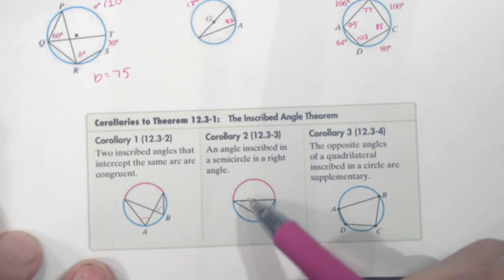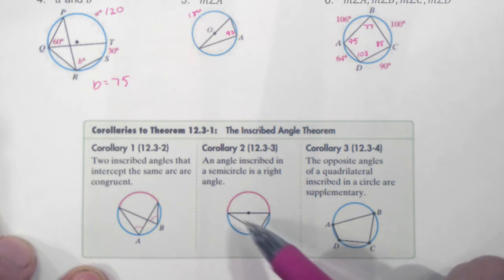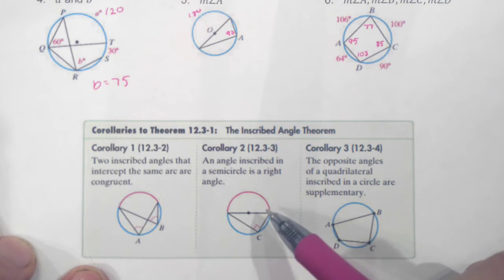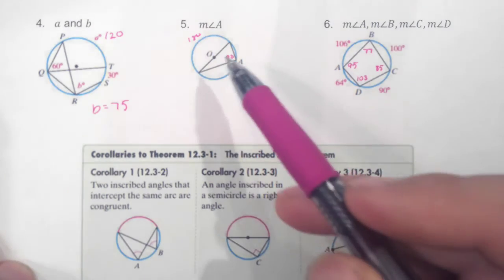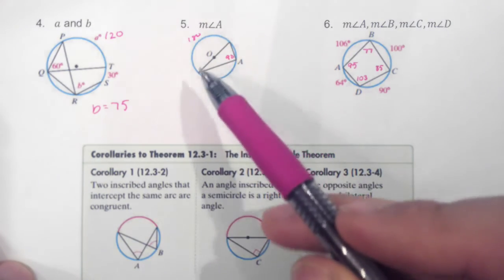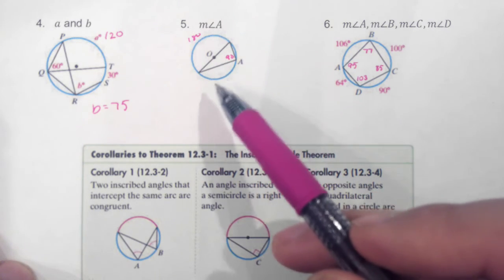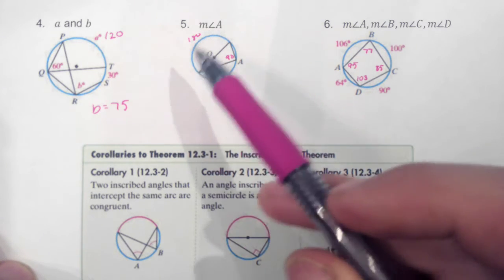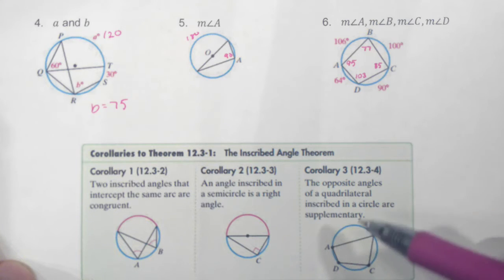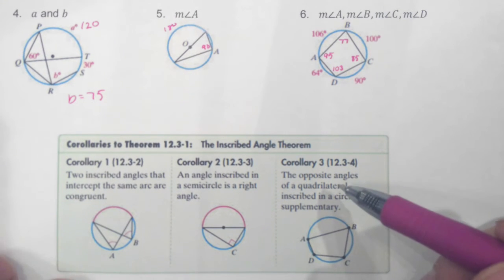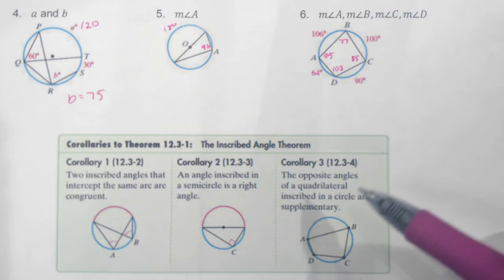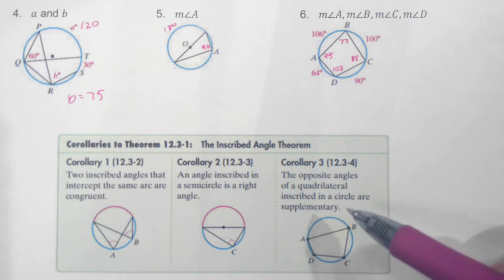Number 5 shows this corollary. A semicircle is always going to be a right angle. An angle that goes to a semicircle is a right angle. Well, we did the opposite of that. We had a diameter. So, yeah, I guess we did the same thing. And then this one says the opposite angles of a quadrilateral inscribed in a circle are supplementary.